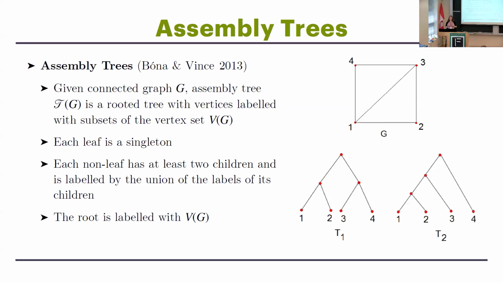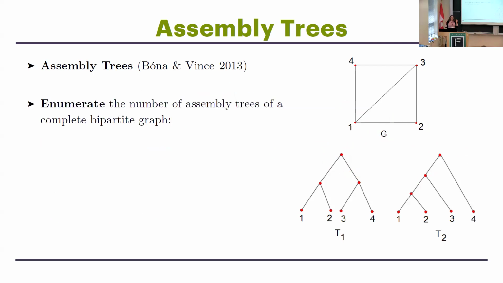That means the number of leaves you have has to be at least the size of your graph in terms of the number of vertices, but also that it's rooted, it goes back up to the top. So in these examples, this is going to be 1, 2, 3, 4, and this is also going to be 1, 2, 3, 4 because they're constructed based on the same graph. So that's great. I've defined the problem, but really we want to enumerate the number of assembly trees, in this case in the complete bipartite graph, where X counts the number of vertices in the one partition.